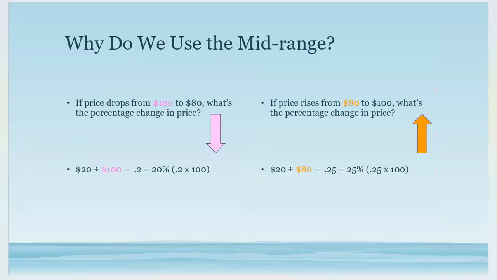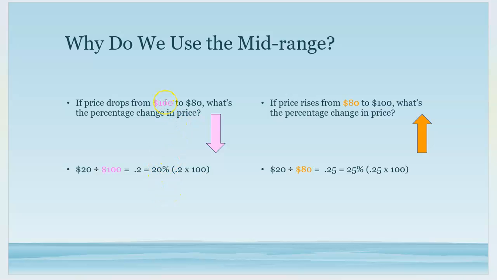Now I want to show you why we do it, the logic behind it, okay? The logic behind it is because of how percentages work. So let's look over here. Look with me on the left side of the screen. If price drops from $100 to $80, what's the percentage change in price? It's 20%. How do we know that?